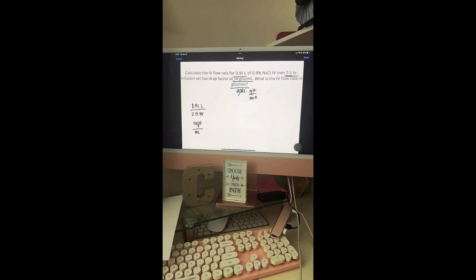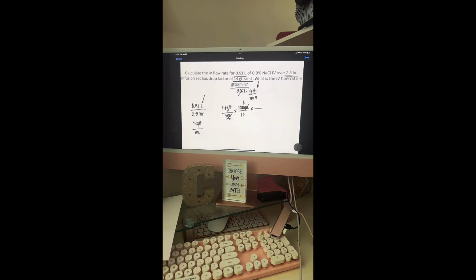Okay, so if I'm going to be looking for my drops, I'm going to start with my drops. So 14 drops per ml. Now I need milliliters to go on the top, but guess what I got? Liters. So I need a conversion. So 1,000 milliliters equals 1 liter. That's why you got to know them. It makes it so much easier. Exactly. You got it, y'all.